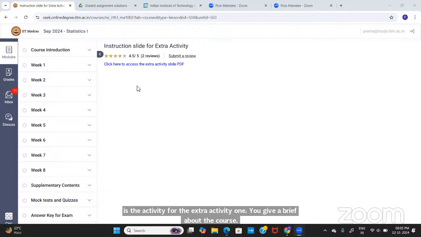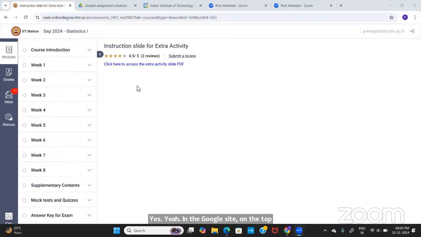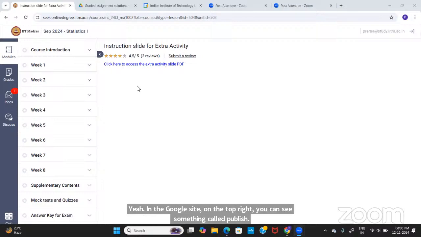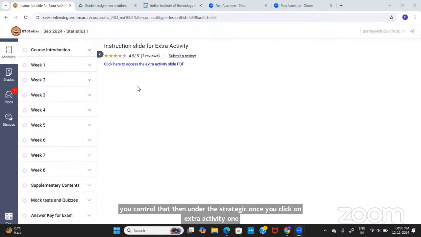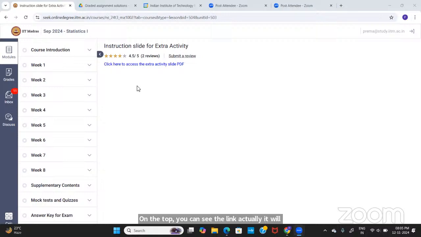So how can they access? I have to give the link in the portal, right? Yes. In Google Sites, on the top right, you can see something called publish. Once you publish, you can control each and every page. Under the statistics page, once you click on extra activity 1, on the top you can see the link. It will be shown in the URL itself. You copy that and paste it here.